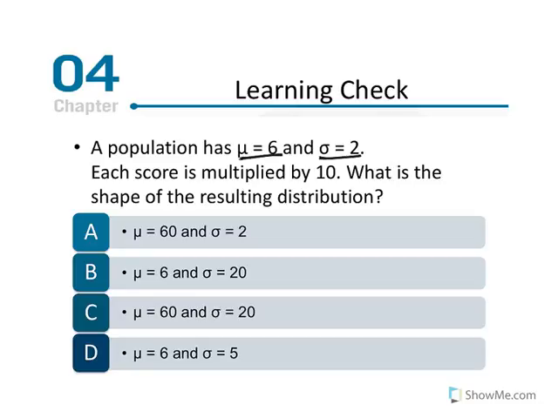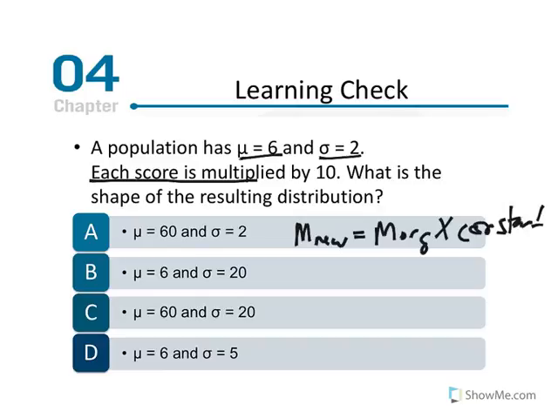Each score is multiplied by 10, so the fact that we did it to each score means that it's a constant. And what is the shape of the resulting distribution? So the mean, the new mean, let's use our rules. The new will equal the original multiplied by the constant. So the new mean is equal to the original. The original was equal to, and let me change my notation because in this case we're using the mu population to be consistent here. So the new mu is equal to the original, which was 6, multiplied by the constant, which is 10. So we have a new mu of 60.